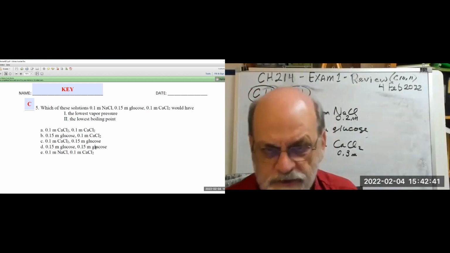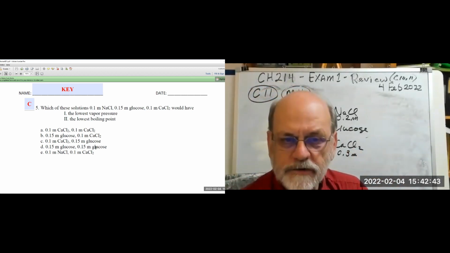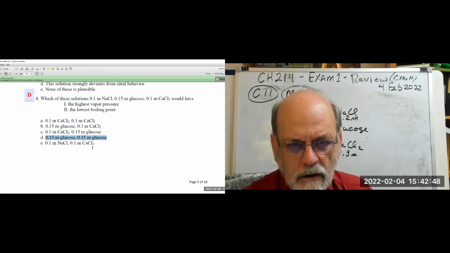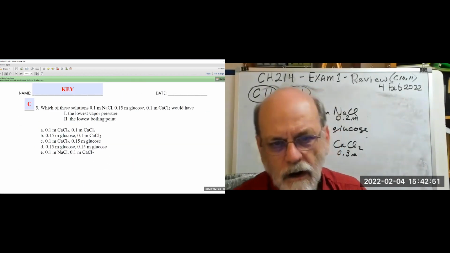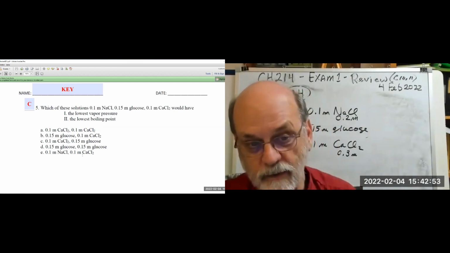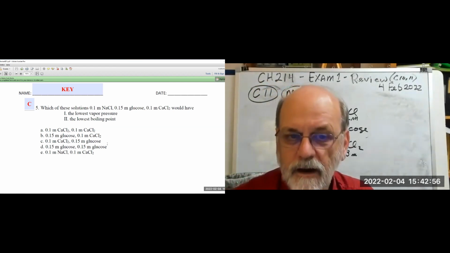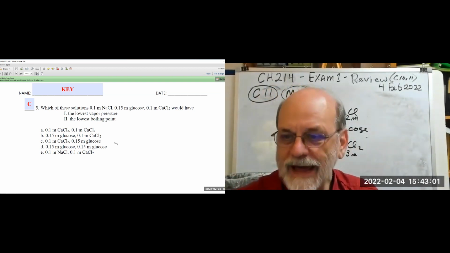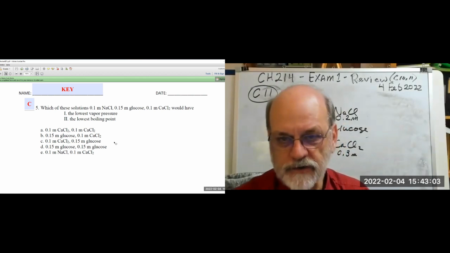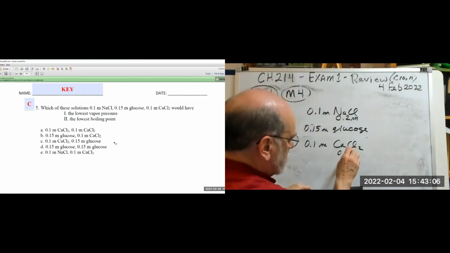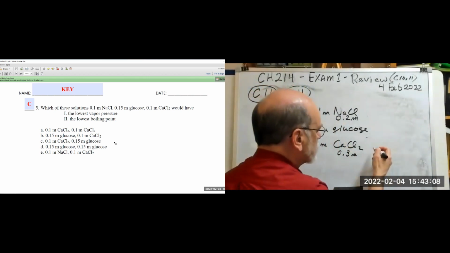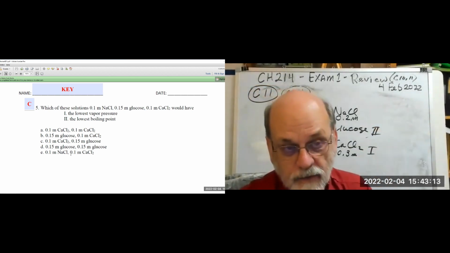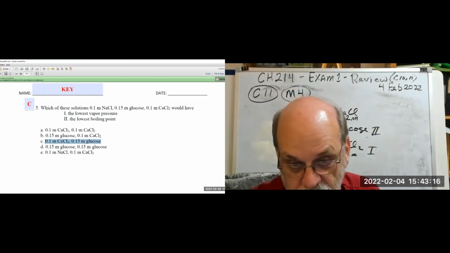Which of these solutions, same ones, would have the lowest vapor pressure and the lowest boiling point? Okay, lowest boiling point, we got that one already. That's glucose. But the lowest vapor pressure would have the highest solute concentration. This one. So this one is 1, and this one is 2. And the one that gives you that answer is C. There you go.